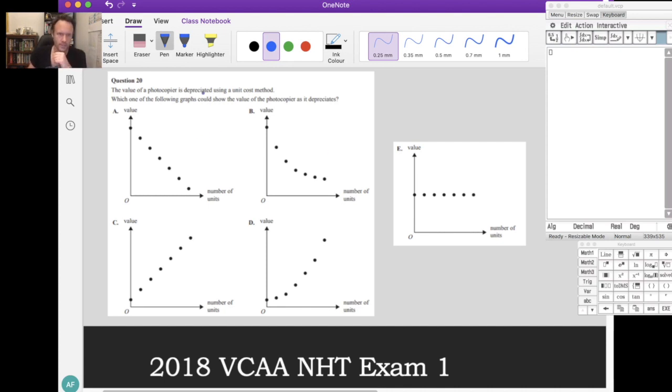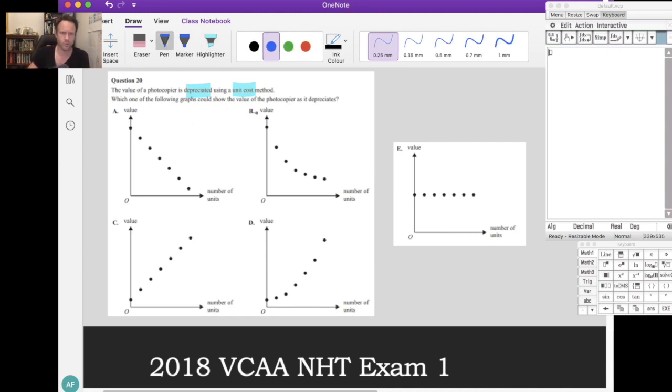The value of a photocopier is depreciating. Let's grab that. Is depreciated using a unit cost method. Okay, unit cost means every time it's used, it drops a certain amount of cost, the same amount of cost each time. That statement in particular is the key. So let's first off take a look at what we've got.